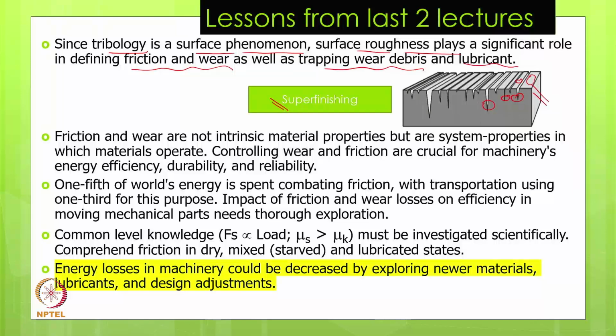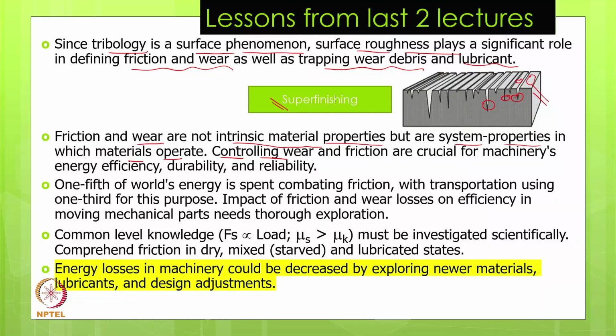What additional thing was mentioned: friction and wear are not intrinsic material properties. It cannot be said that these are material properties, but these properties belong to the system. They are system properties in which materials play a role, so they operate as one of the variables. Not only this, controlling wear and friction is crucial for almost all machinery having tribo surfaces, from the energy efficiency point of view, the durability point of view, and the reliability point of view.